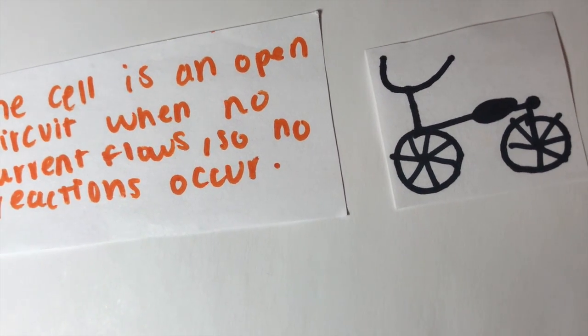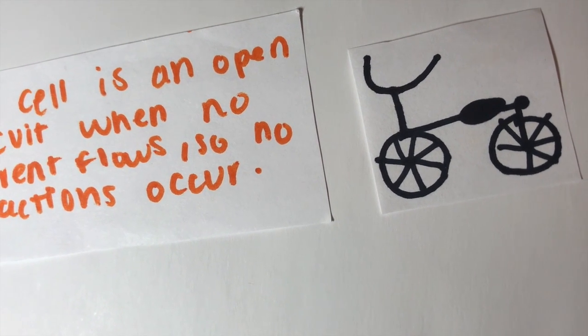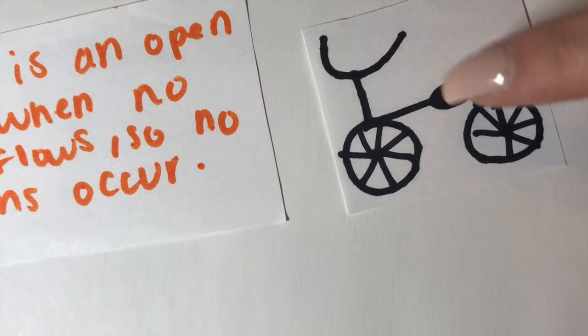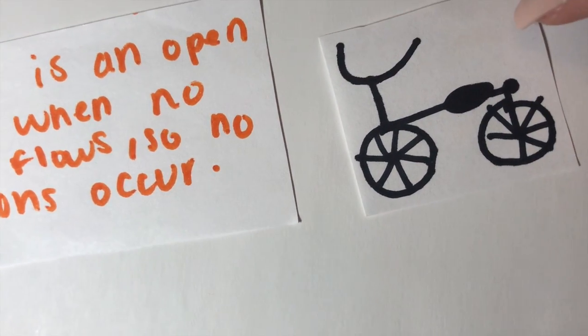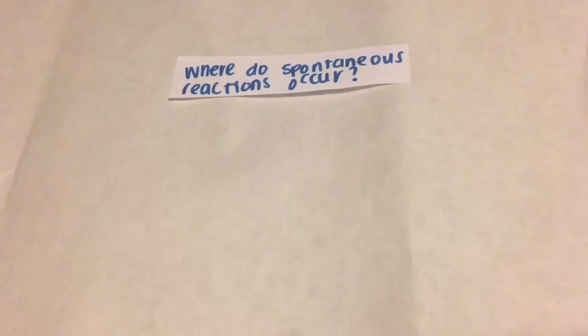In order to work, all parts must be there. If one part is missing, like the salt bridge or voltmeter, or the rubber tie, or the brakes to control, it will not function and the user will lose control, or in this case, the cell.